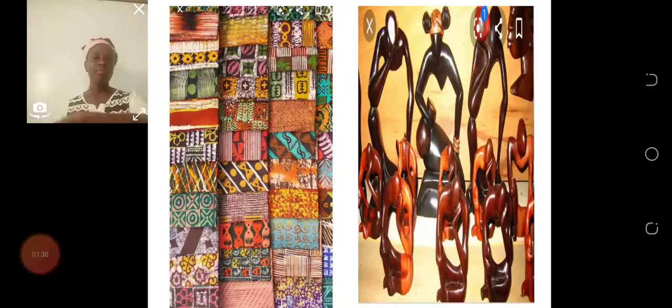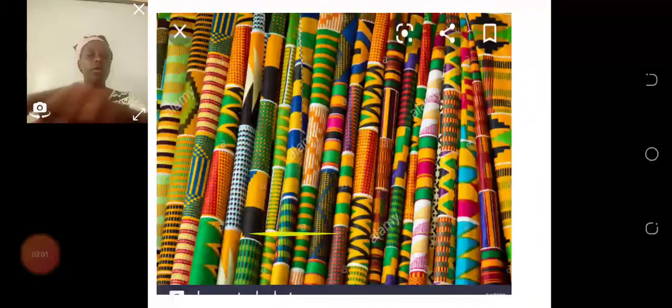So let's look at this picture. These are local designs, the tie and dye. Have you seen the designs in them? They all have designs found in our community. And this one is a picture of the carving. Have you seen how it is? We use wood in doing that. Very good. Let's move on.